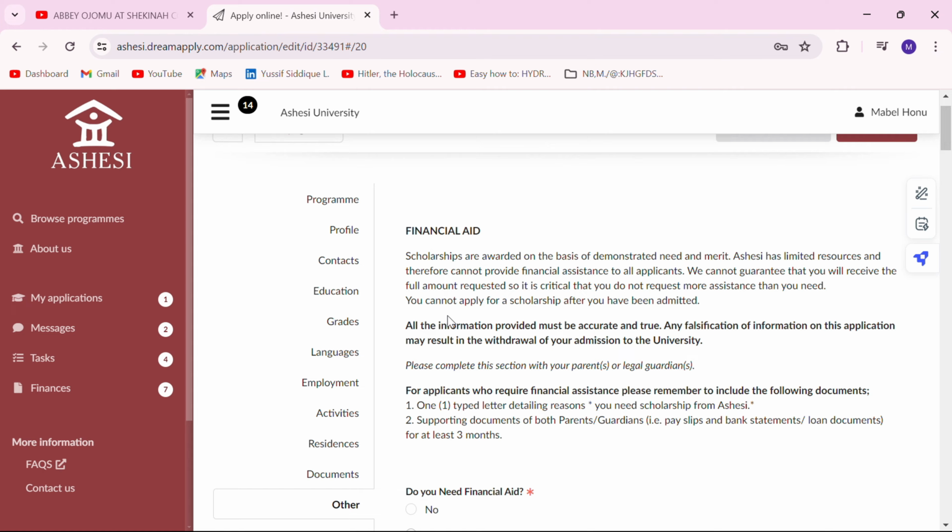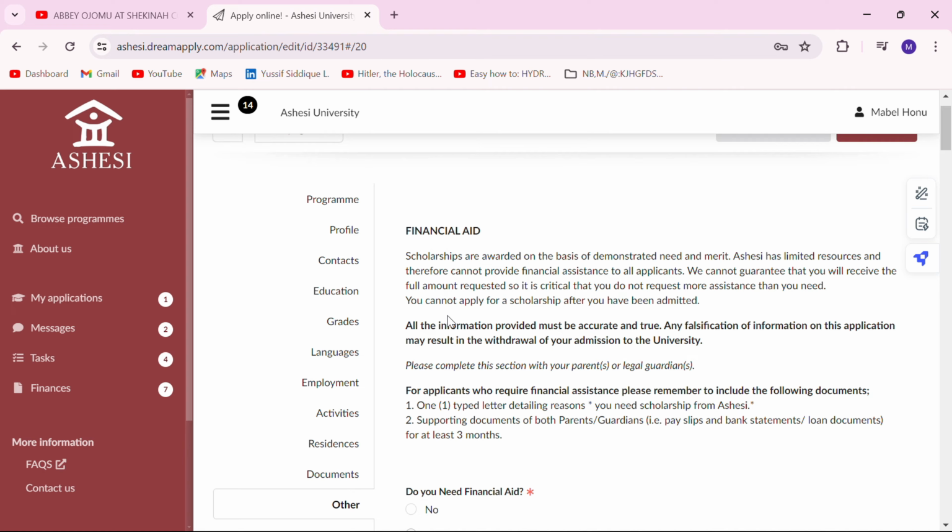Financial aid here in Ashesi University is given based on need or merit, and so it is important for you to demonstrate that you have a need for the financial aid. Honestly, if you do not need it, there's no need for you to compete with the many people out there who need the scholarship. Note also that Ashesi University resources are limited, and so financial aid is not given to all applicants. Some people may get the full scholarship, others may get just a part scholarship. But either way, I hope that you are fortunate to get a scholarship from Ashesi University if you need it.